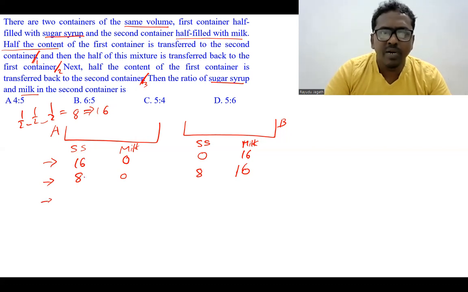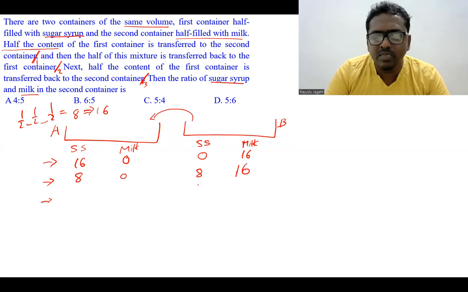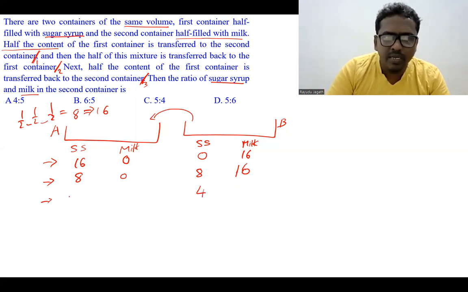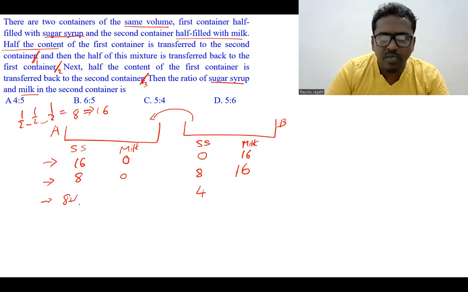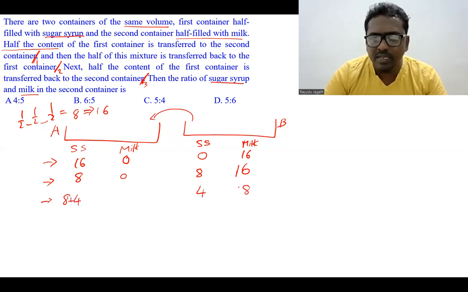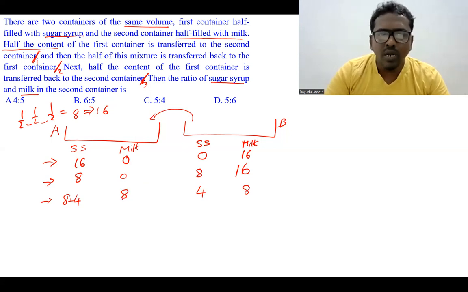Now coming to the next part. And then half of the mixture is transferred back to the first container. So again, this is the second case. Half of the content of the mixture in container B is transferred back to container 1. So 8/2 is 4 is left here, and that 4 of sugar syrup is added to here. 8 plus 4 sugar syrup, and 16/2, 8 is left here. That 16/2, 8 of milk is kept here in the container. So now container 1 contains 8 plus 4, 12 units of sugar syrup, and 8 units of milk.